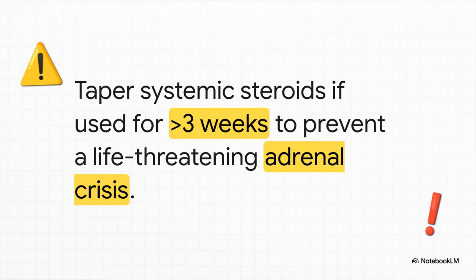If a patient has been on systemic steroids for more than 3 weeks, their own adrenal glands have basically gone on vacation. If you stop the steroids suddenly, you can throw them into a life-threatening adrenal crisis. You have to taper them.